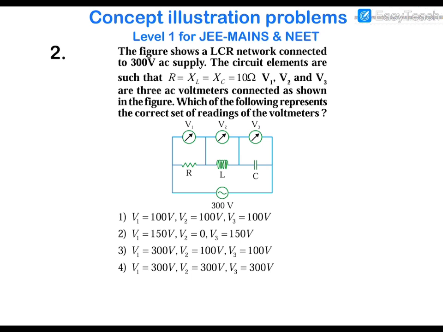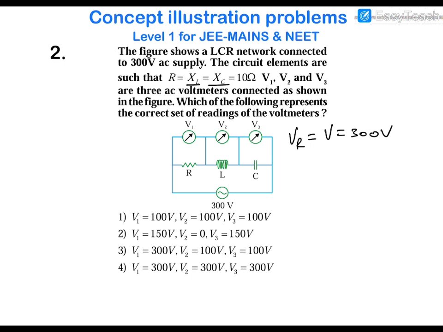So first of all, we can say that if XL and XC are equal, then there will be resonance condition in this case. And due to the resonance condition, we can easily predict that VR, the voltage across resistance, will be exactly equal to the net voltage. And net voltage is 300 volts.